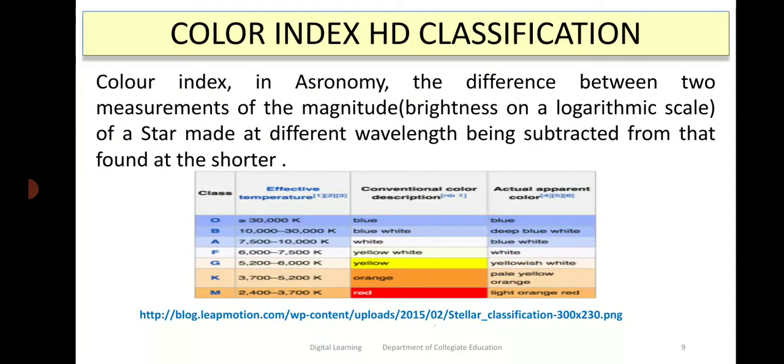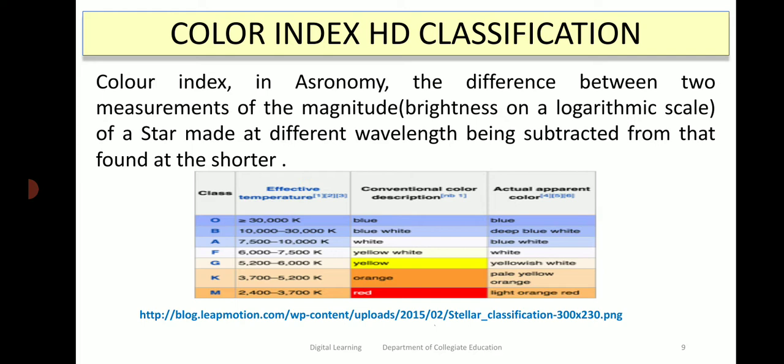Now we will discuss the color index and HD classification. The color index in astronomy is the difference between two measurements of the magnitude, that is brightness on a logarithmic scale, of a star made at different wavelengths, the one at the longer wavelength being subtracted from that found at the shorter.